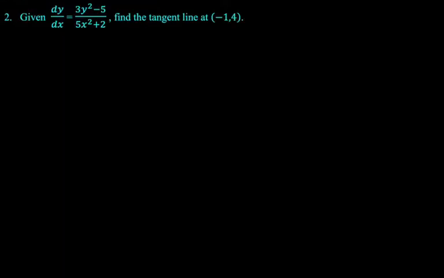Given dy/dx is 3y squared minus 5 over 5x squared plus 2. So this is an implicit derivative. We want to find the tangent line at negative 1, 4. So notationally, dy/dx at negative 1, 4. Then we plug in a negative 1 for every x we see and a 4 for every y we see. So we get 3 times 16 is 48, minus 5 is 43, and then 7 in the denominator.